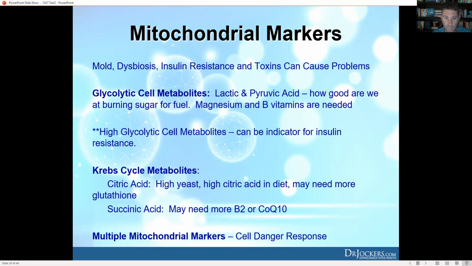Citric acid can also be elevated if we are deficient in glutathione, so we can look at that along with other glutathione markers. Succinic acid, I see this elevated a lot. It's oftentimes a sign that we need more B vitamins like B2, and CoQ10 is a factor there too. And if we're seeing a bunch of mitochondrial markers, it is a sign that our mitochondria are in the cell danger response. They're not functioning well.